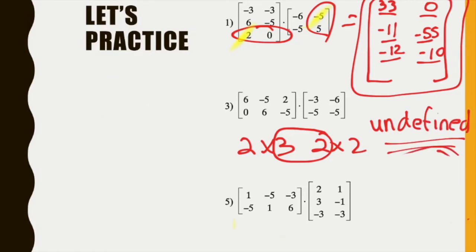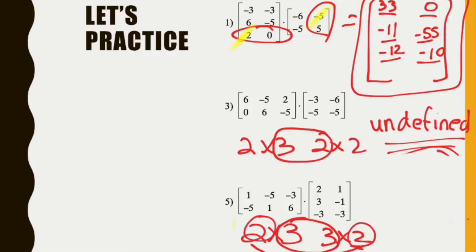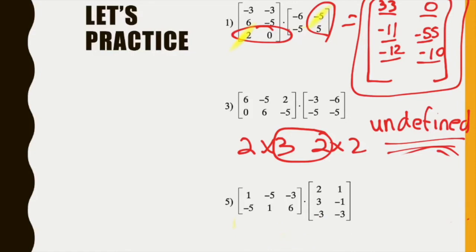Right now we're going to work on number 5. Number 5, is this even possible to do? This one right here is a 2 by 3, and this is a 3 by 2. So yes, we can multiply them because the numbers in the middle match, and we'll get a 2 by 2 matrix as my answer. So I like to write out my matrix with my lines on them so that we can see them well.